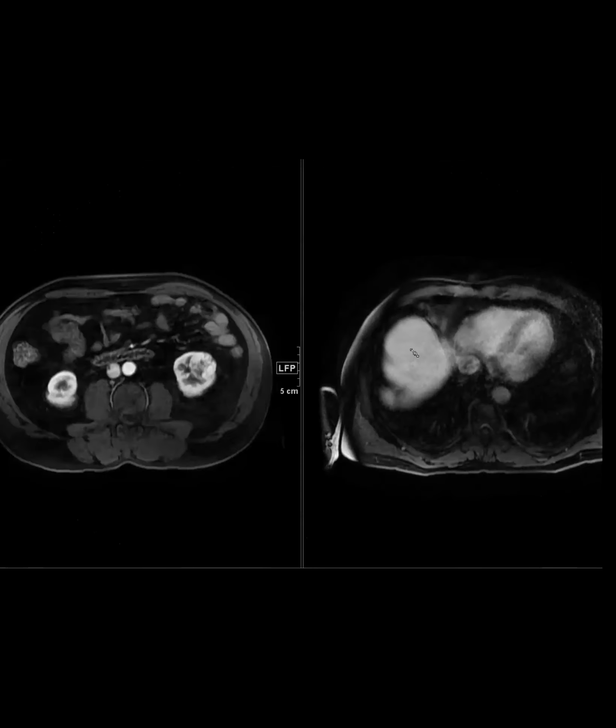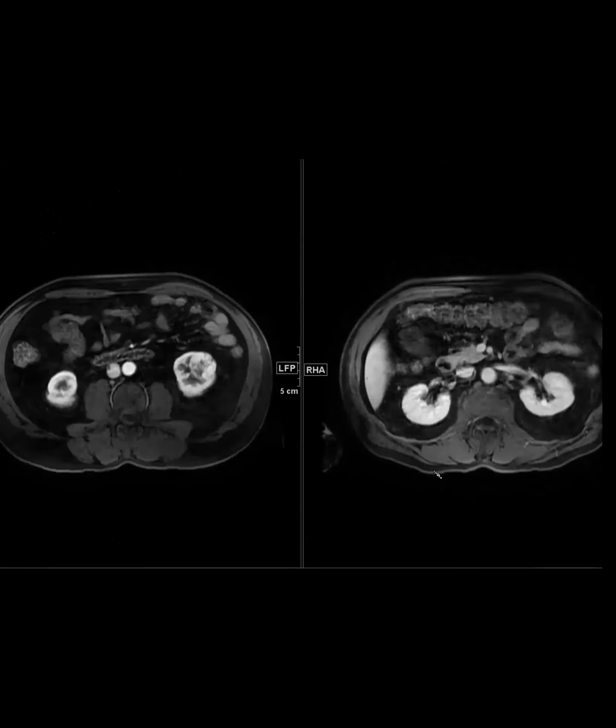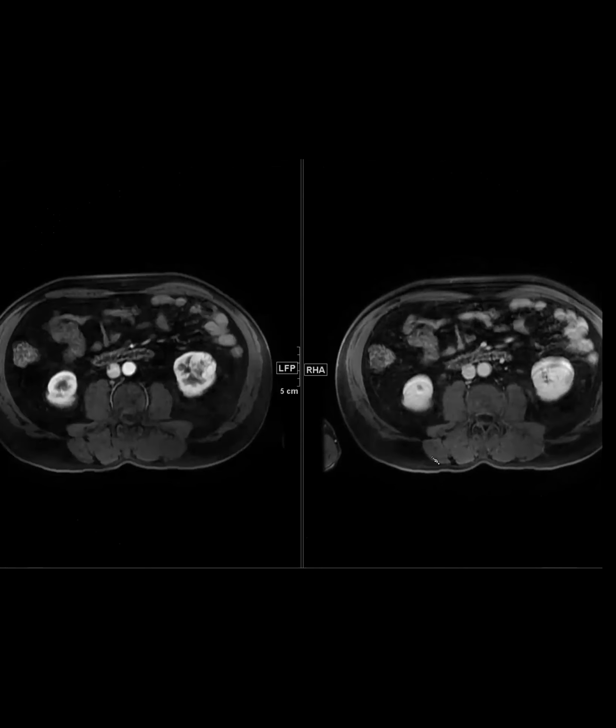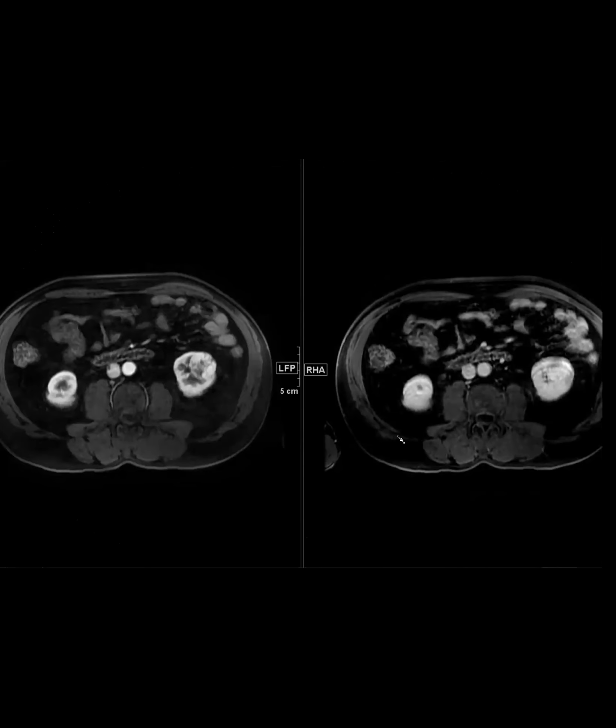I don't know if anybody out there has experience with nuclear medicine sestamibi to try to suss out what's an oncocytoma versus an RCC, but there are some papers out there that make some interesting evidence base to support that.